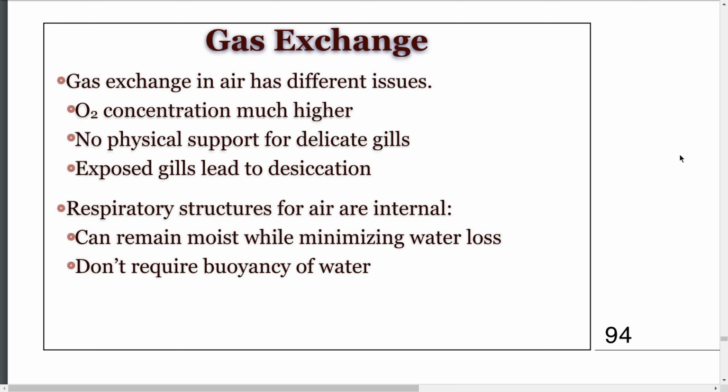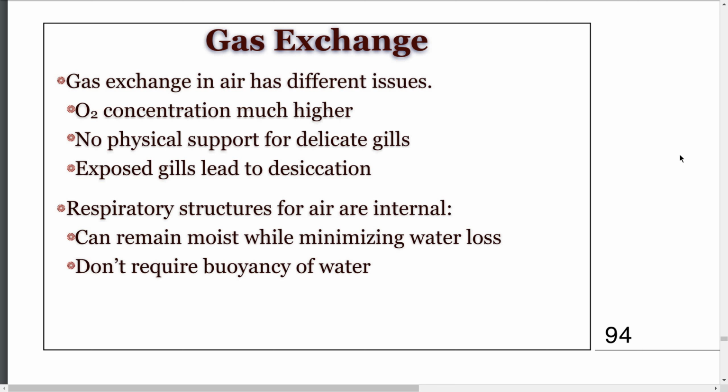All right. If you're carrying out gas exchange in the air, however, it becomes a very different scenario. Air is much different. One advantage of air is that the oxygen levels are much higher than they are in water. The atmosphere is about 22% oxygen. In water, the dissolved oxygen levels can be quite low, a percent or less or something like that. So air has much higher concentrations of oxygen.